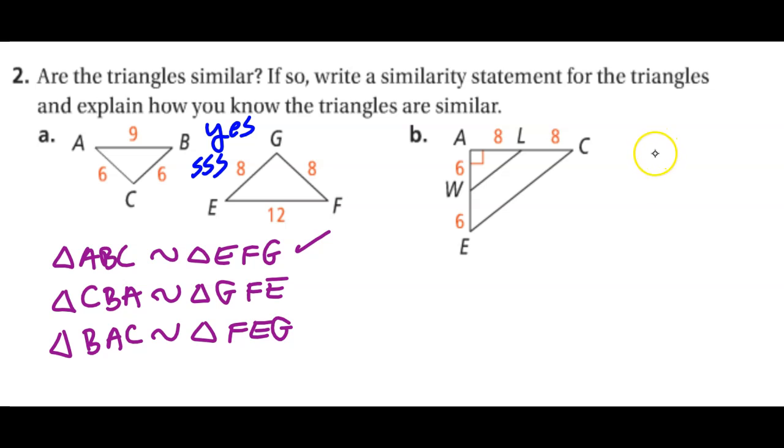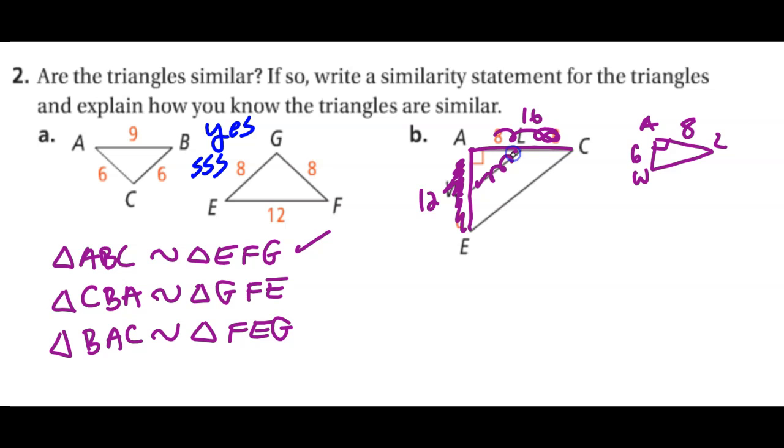So if it helps you, you can redraw that small triangle, 6, 8, that's a right angle, and then you've got ALW. And then I'm going to rewrite, I'm just going to scratch out all of this. This whole length of AE here is 12, and this whole length of AC here is 16. And then I'm just going to ignore that line in the middle there. So I'm looking at this triangle right here and comparing it to this one.